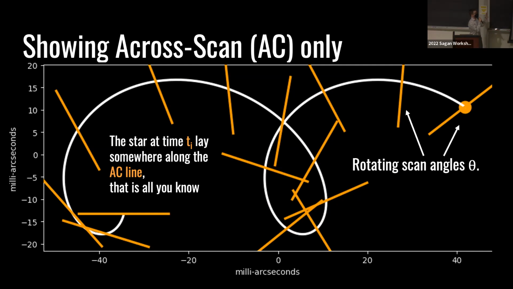So I've shown here the AC axis, the across scan, that's the uncertain axis. And this line, in principle, extends very far. So I've just shown a segment of it to make this less cluttered. But all you know is that the star at that time lay along that line. And you also notice here that these scan angles, the angles that these lines make with the plot, are actually rotating, which is what real Gaia would actually do. But anyway, the fact that you have these 1D measurements can make fitting orbital motion kind of tricky and a little bit non-intuitive, at least at first.